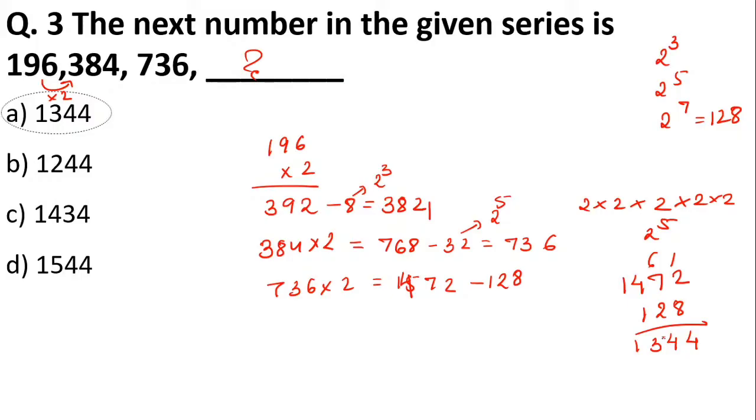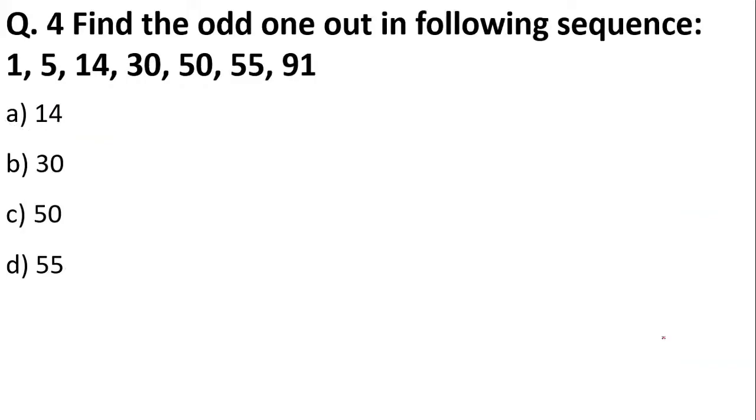Mausumi, Shrinu and Swati have given the right answer. Very nice. Others also keep replying. This is a different kind of question that I've taken up today, where you have to find the odd one out. You don't have to find the missing number. You have to tell which number is different from the other numbers. The series is 1, 5, 14, 30, 50, 55, 91, and the options are 14, 30, 50, and 55. Come on, students. Who is the smartest of all the students that have come? Who will give me the right answer?